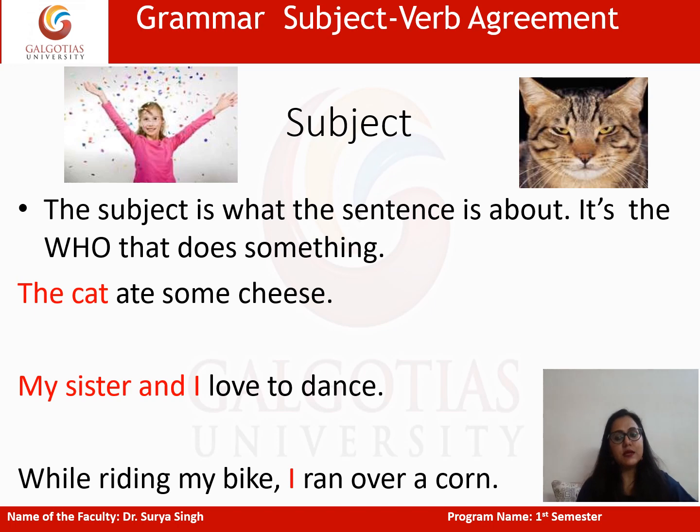Subject. Who is the subject in any sentence? The subject is what the sentence is about. It is the doer in the sentence. It's the who that does something. Let's take the example of the statement which is given on the screen. The cat ate some cheese. Who ate some cheese? Yes, the cat. So here the task is done by the cat. So cat is the doer. That means cat is the subject.